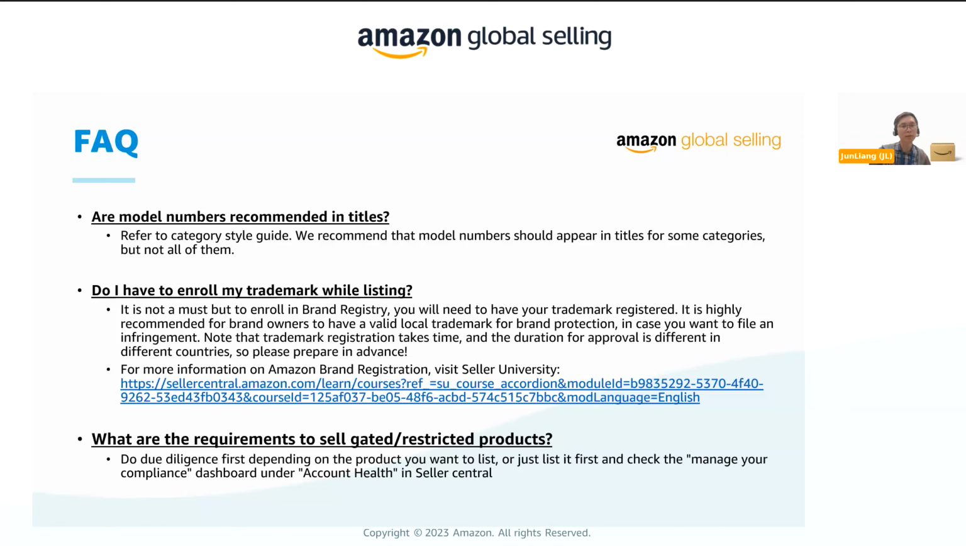What are the requirements to sell or list gated, restricted products? There is a long list, so do your due diligence first, if you can, to look at which products you can or cannot list on Amazon. If not, you can also list first and then look at the Manage Your Compliance dashboard under Account Health. If any additional documentation is required, it will prompt you on the Account Health dashboard.